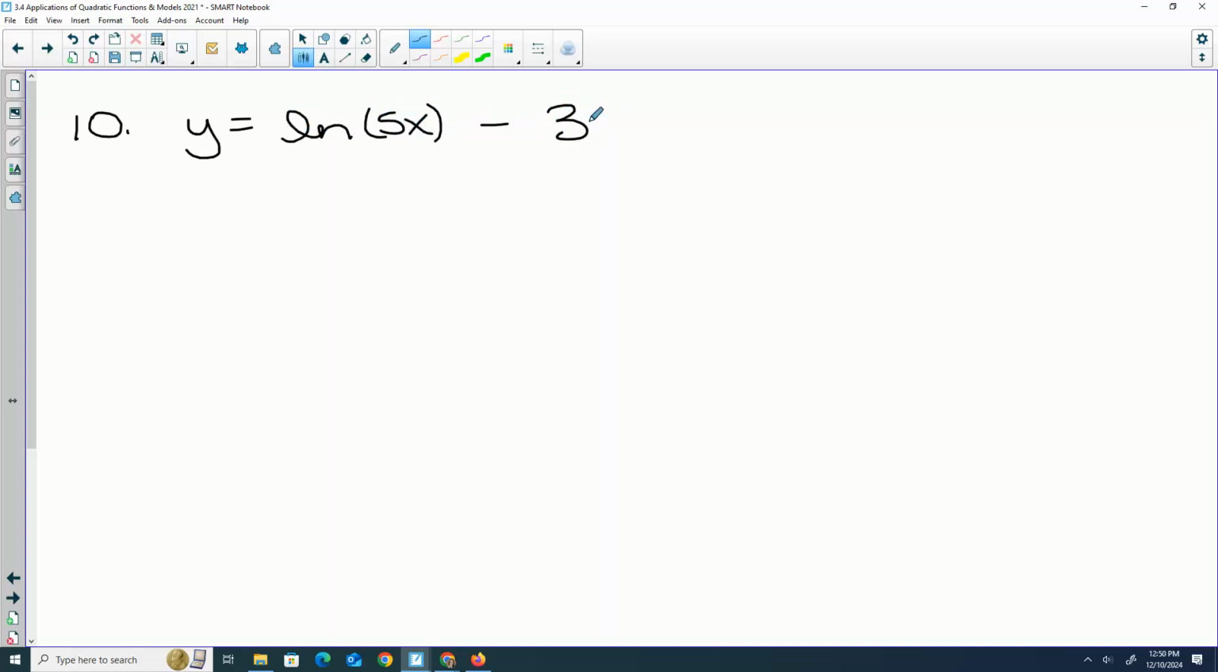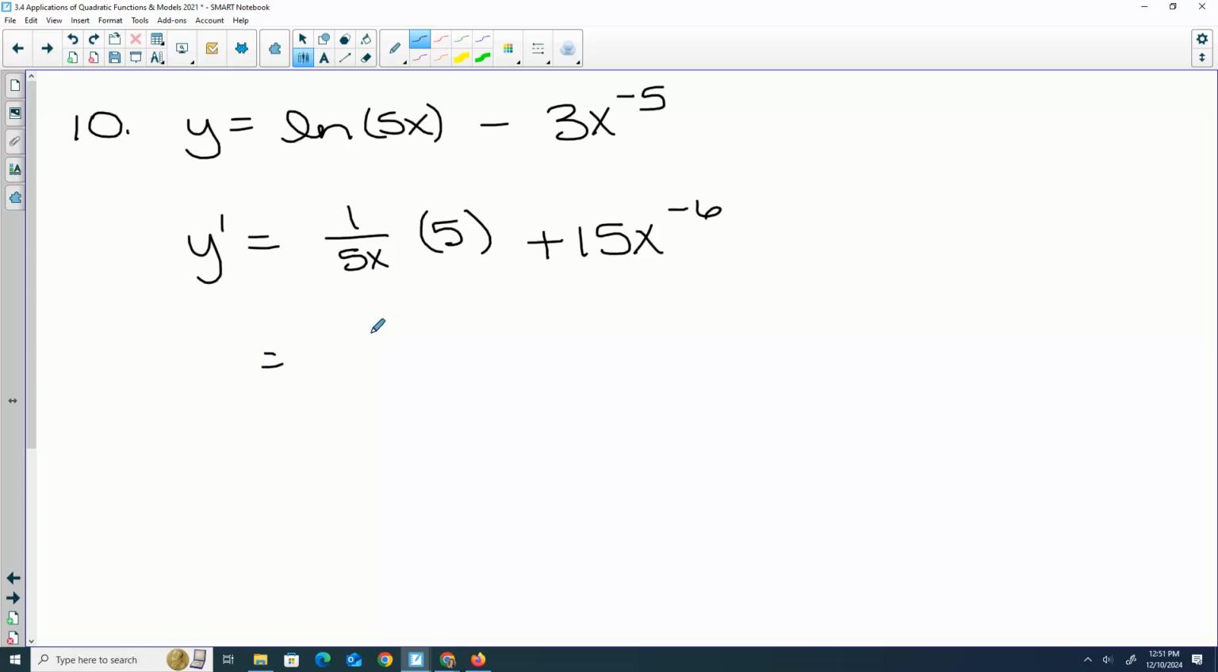Okay, 3 over x to the 5th, that's like 3x to the negative 5 power. So when we do the derivative of a natural log, it's 1 over the argument. We have to do chain rule, so times derivative of the inside. Derivative of 5x is 5. Minus, okay, here the exponent comes down, so that becomes a plus 15x to the negative 6. So 1 over x times 5, that's 1 over x, plus, you could leave this as 15x to the negative 6.